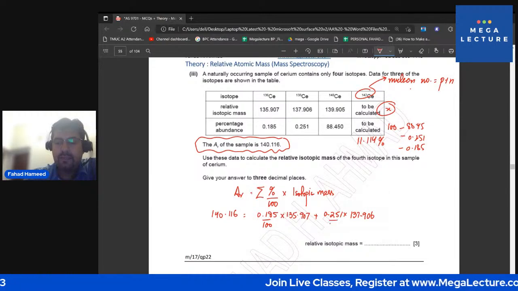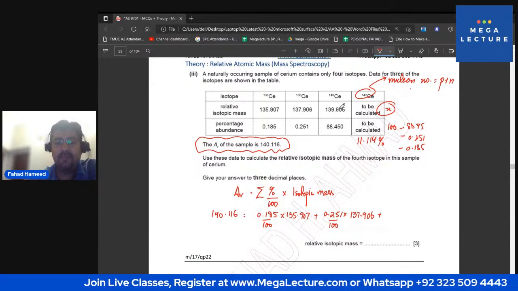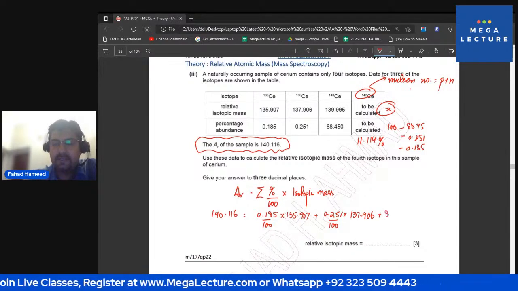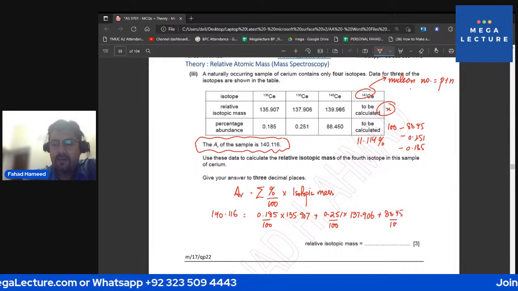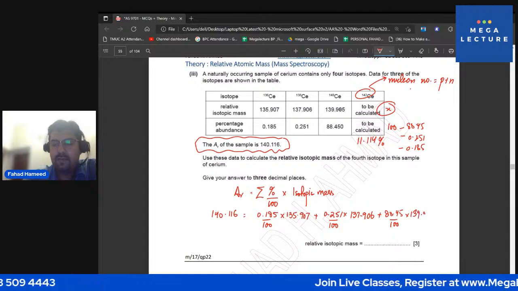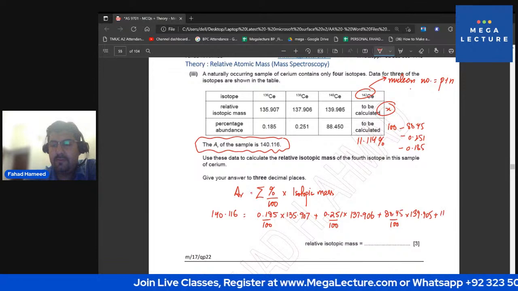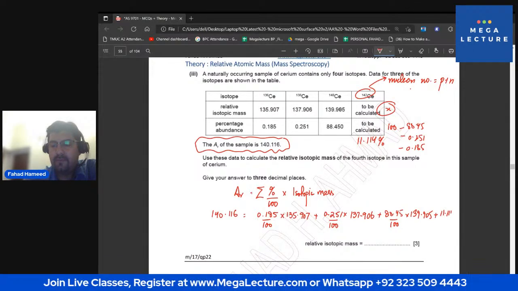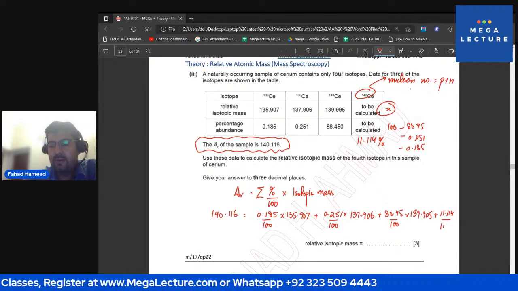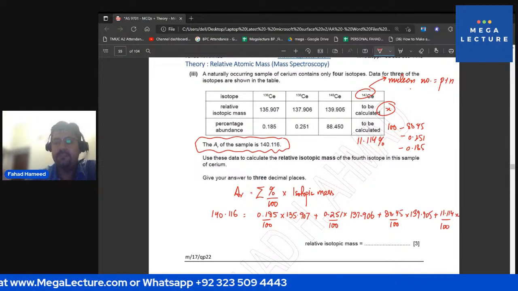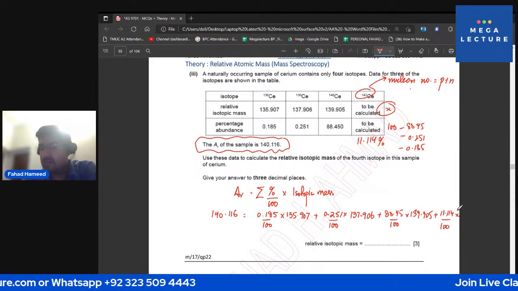And this should be fractional percentage as well. Plus the third one, which is 88.45 into this thing. So that's 88.45 over 100 into 139.905. And the last one is going to be 11.114% over 100 into x, which is the mass of the isotope. So this is the x that we're trying to find.